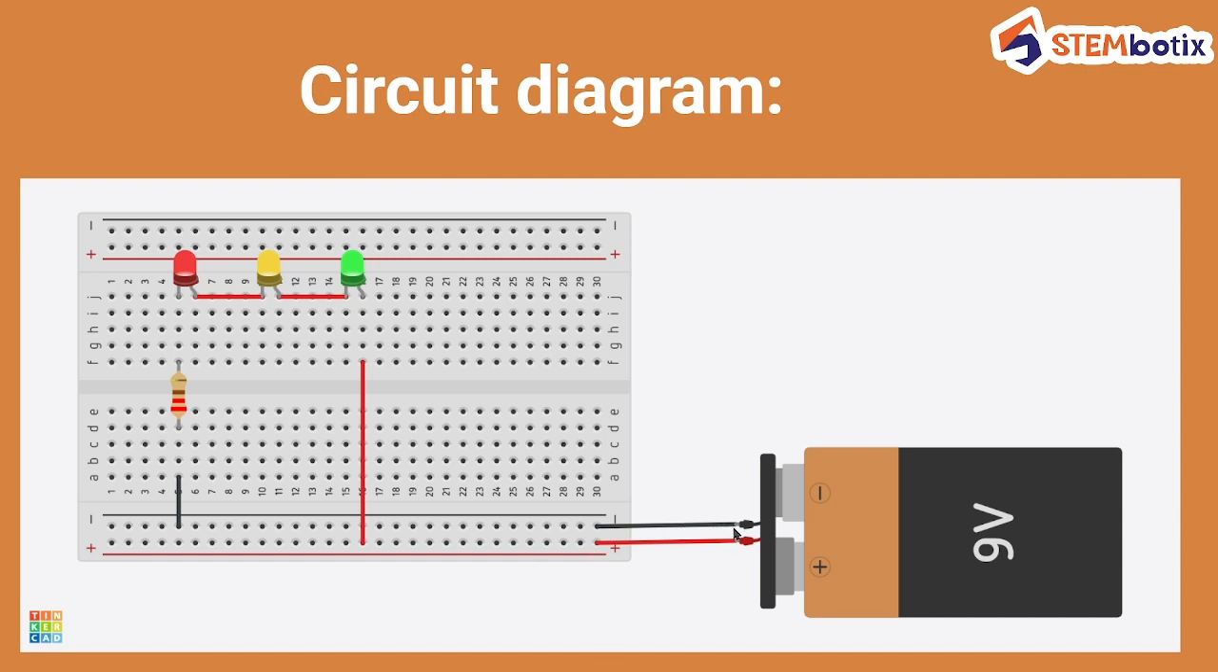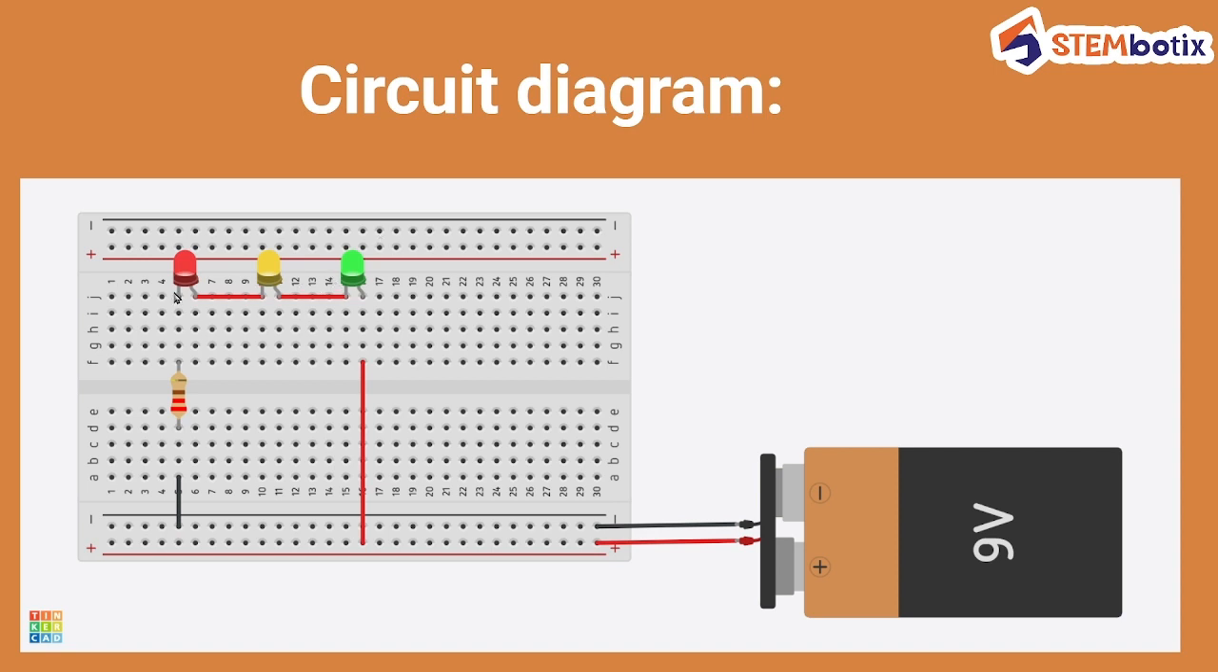Now connect the negative terminal of the battery with the negative rail of the breadboard using a black jumper wire and the positive terminal of the battery to the positive rail of the breadboard using a red jumper wire. Now place a red LED, then a yellow LED and then a green LED similar to what is shown in the figure.